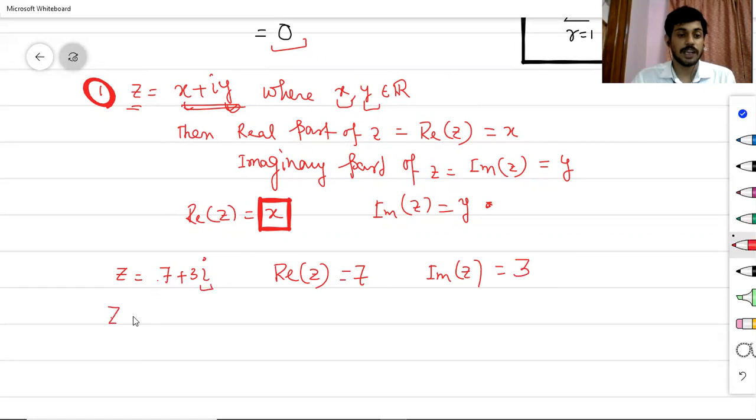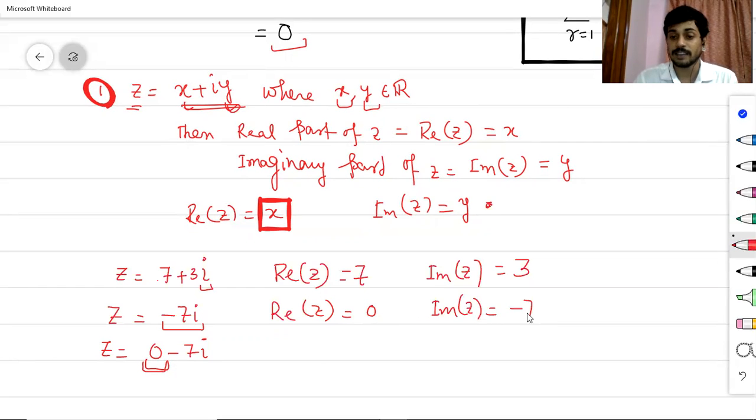Now if you take z equals minus 7 iota, what will be the real part of z? The real part of z will be 0, because you can write z as 0 minus 7 iota. So here the real part of z is 0. And the imaginary part of z we should write as minus 7. It should come along with the sign. Then you might ask, why did we write 3 only? Because if you are not writing any sign before a number, we assume that the sign is plus. So basically the answer is plus 3, but you may write 3. The same thing it will represent.